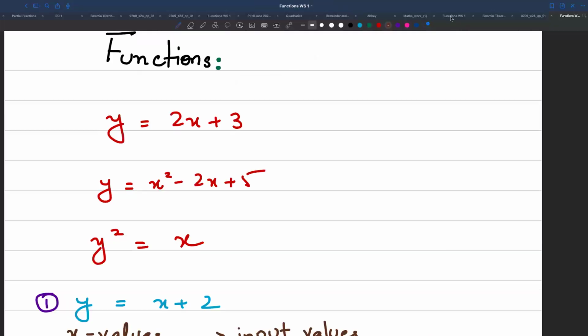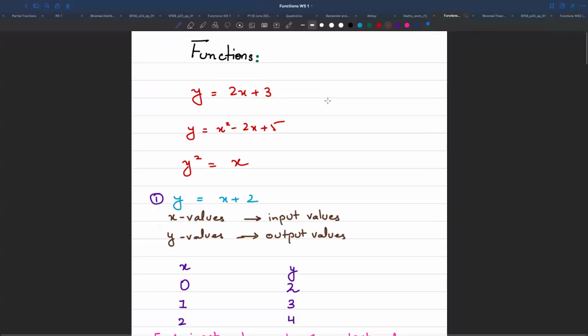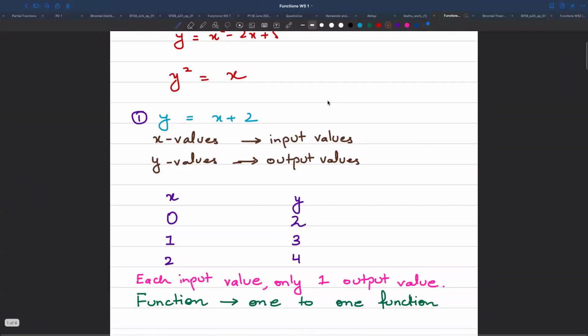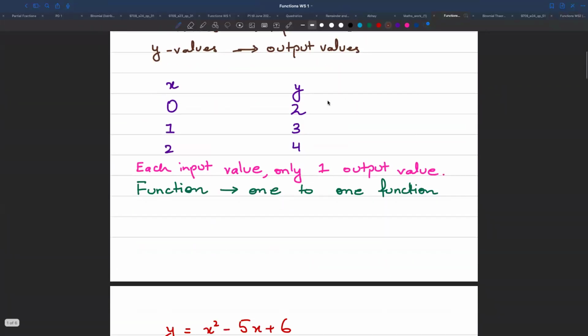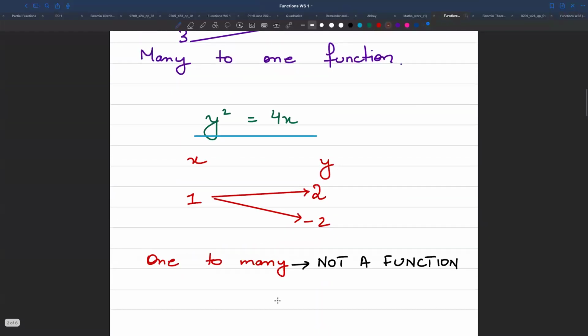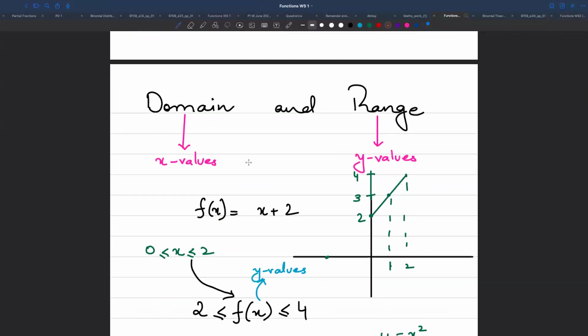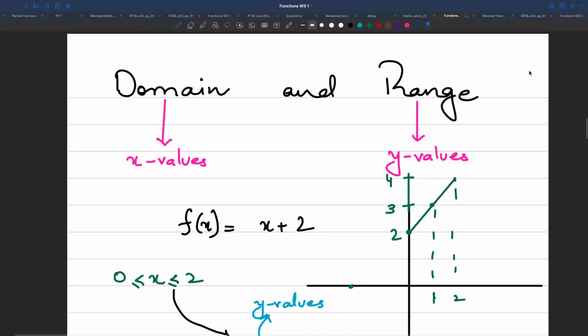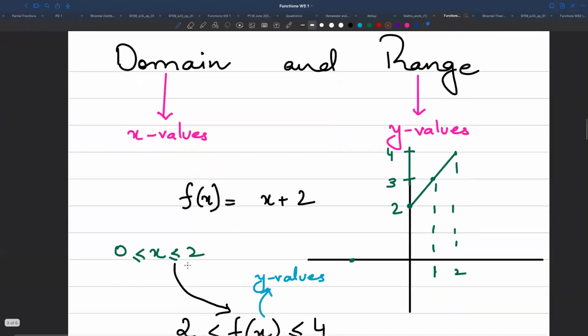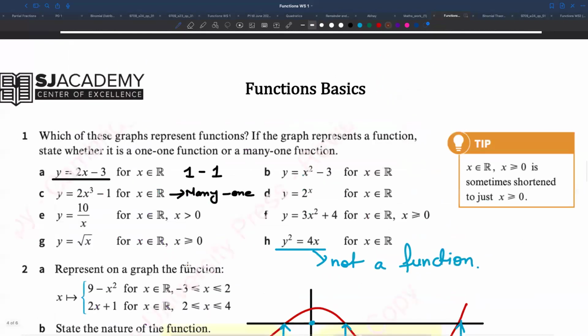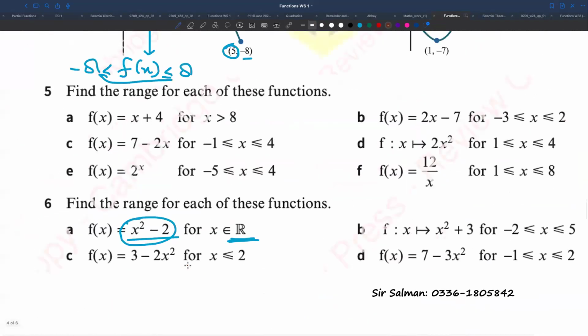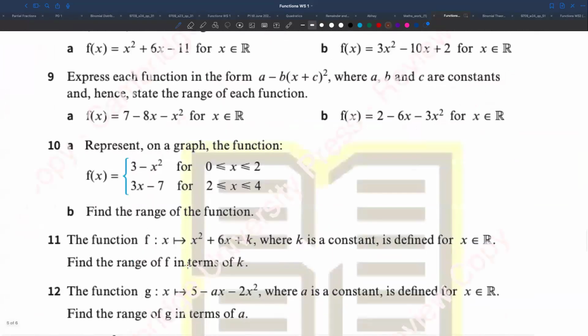In the last class, we discussed what functions are. Functions are relations that are one to one or many to one, and if it's one to many, it is not a function, right? Then we went through domain and range. Domain is the values of x, range is the values of y, and I think all of you went through some of the questions in the worksheet. I asked you to do questions 5, 6, 7, 8, 9, 10, 11.